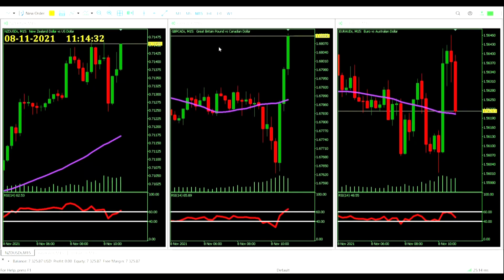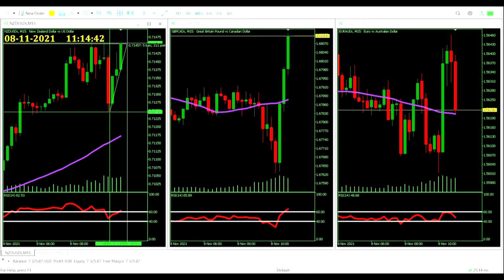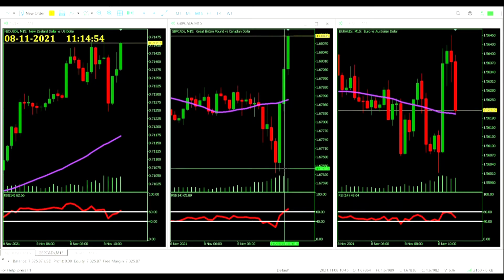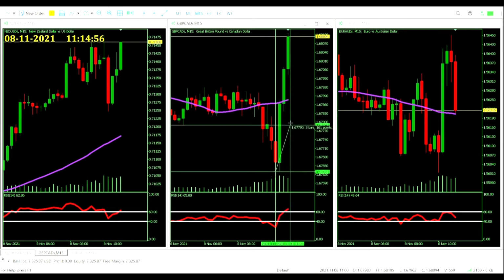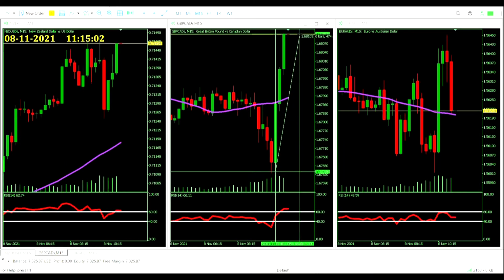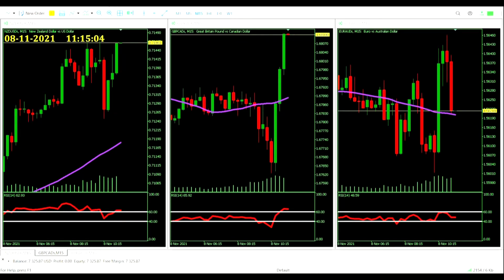30 seconds before the close of this candle. Does look like we could be getting 2 signals. Let's have a look at the risk. New Zealand dollar, US dollar on the left. Going to measure that out for 21 pips to the take profit. And the pound Canadian, again at the lowest low of the last 14 periods. And we're looking at 47 pips for that one.